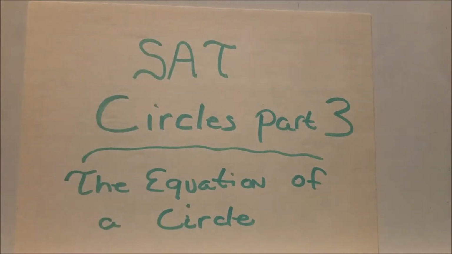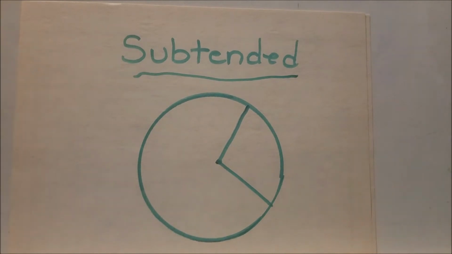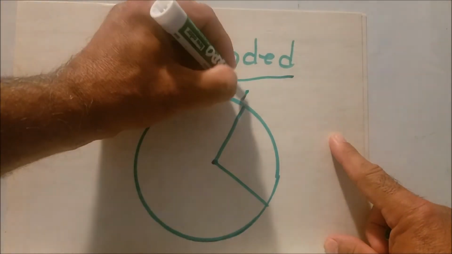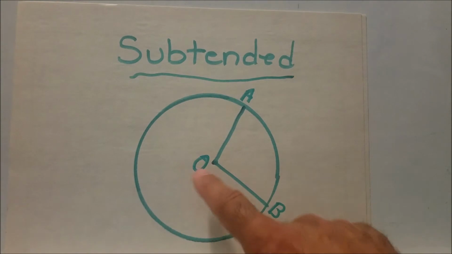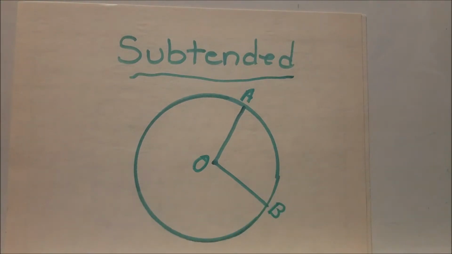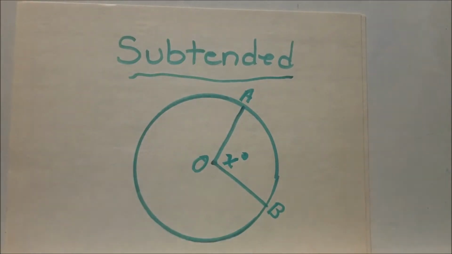This one you'll see a lot in school, if you haven't already. Subtended, a fancy word. Let's go over what that means. So let's say we had an angle here. We'll call it A. We'll have another one here, B. And let's say we have the center of the circle at O. And then we have our degree. We'll just call it X degrees.